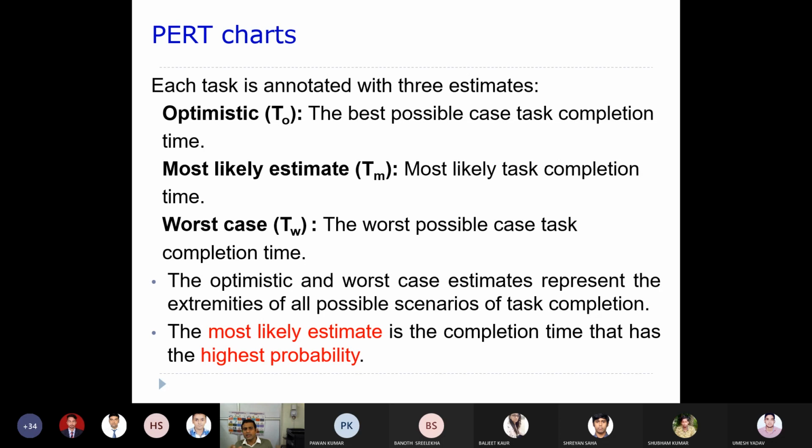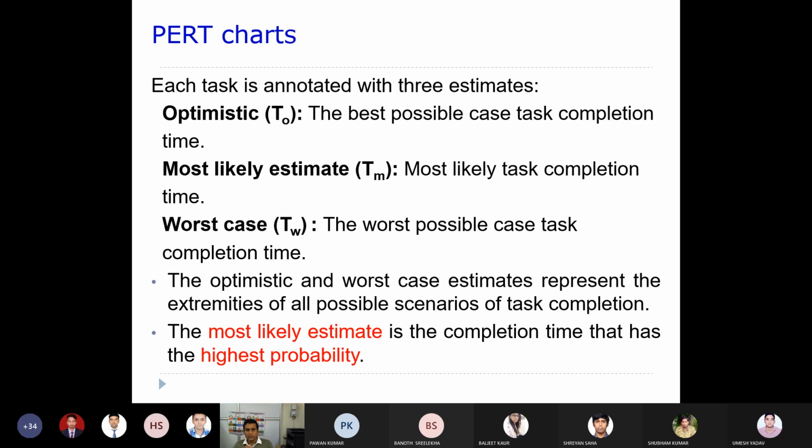The most likely estimate is the average time. So the average time maybe is going to take 5 months. That's the way you can think of it: the optimistic, the most likely estimate, and the worst case. The optimistic and the worst case estimates represent the extremities of the task completion time.